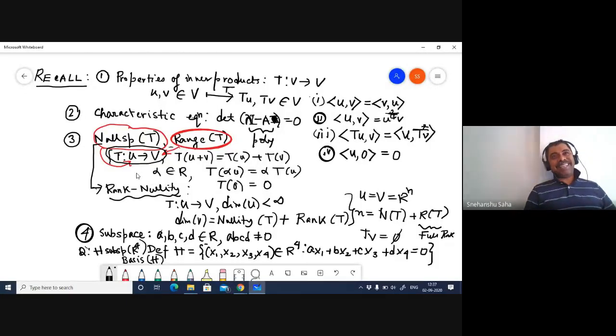Okay, can I say this? And I will prove this later. But can I say this? The basis set in U can be extended to a basis set in V. Can I say this?